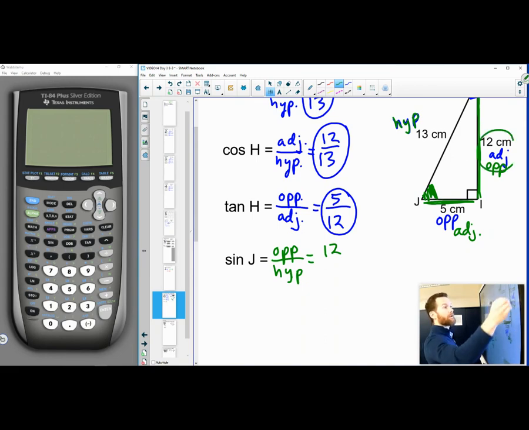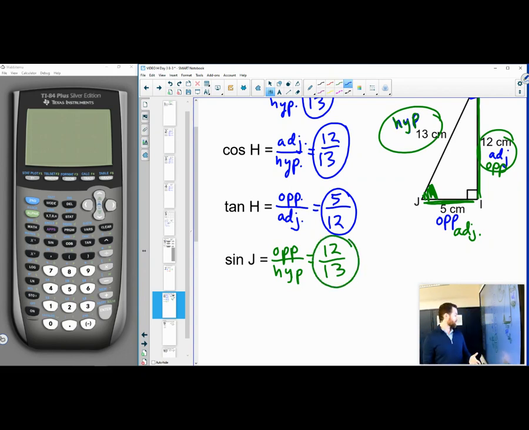12 is opposite for the green, and 13 is always the hypotenuse. So 12 over 13, and we're finished. We found our trig ratios.